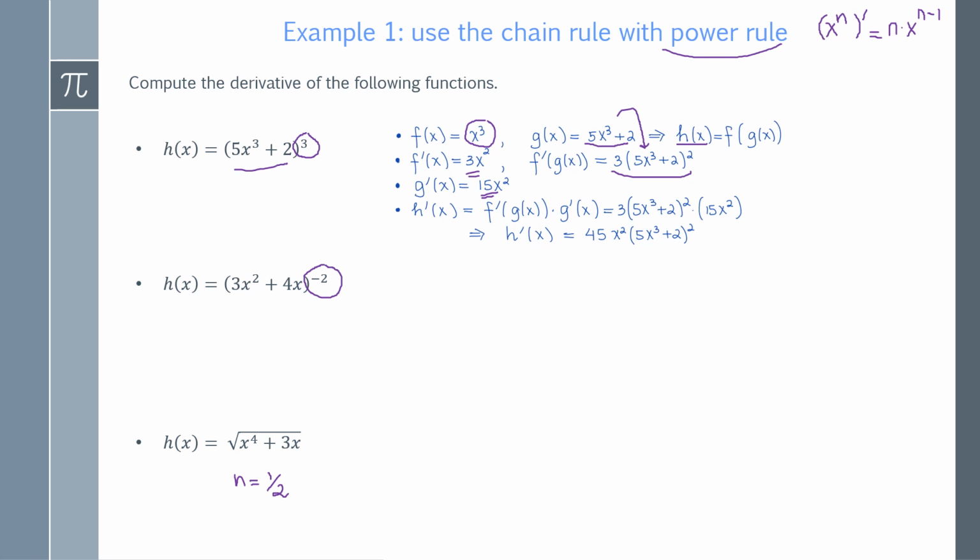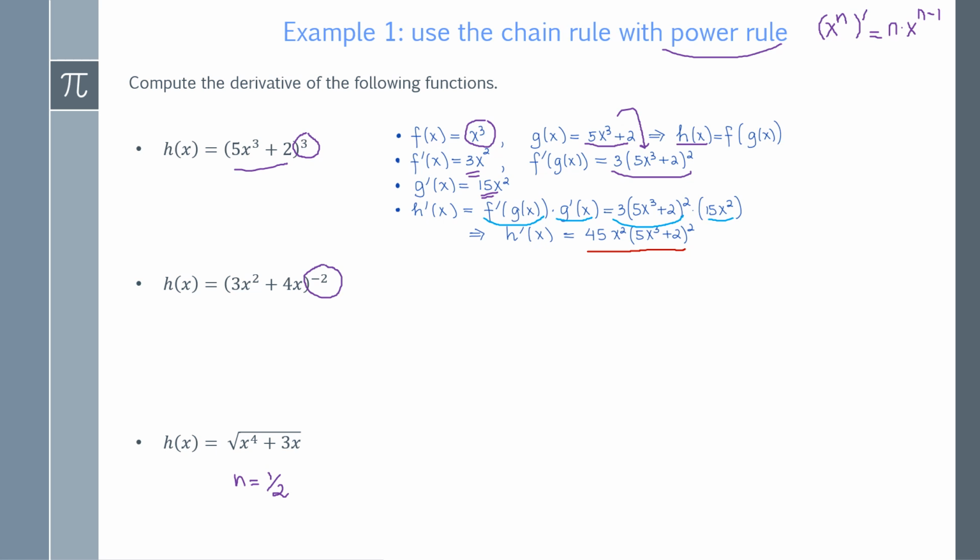Okay, so remember what the formula is saying. It's f prime of g of x, and that would be 3 times 5x cubed plus 2 quantity squared times the derivative of the inside function, which is 15x squared. Okay, and now we can combine some terms here. So this would be the final answer. Okay, 45x squared times 5x cubed plus 2 quantity squared. You do not need to multiply that square through. Okay, you can just keep it as is.